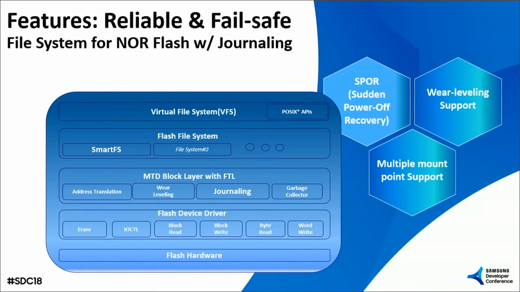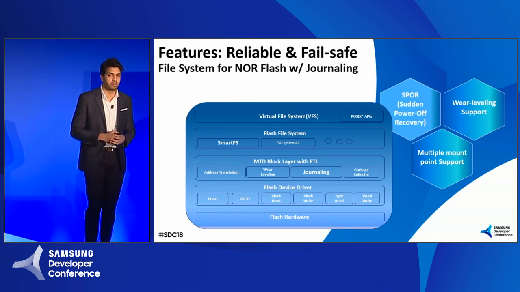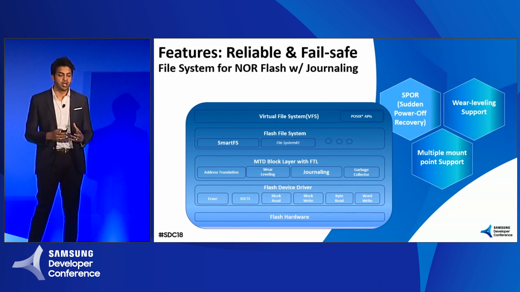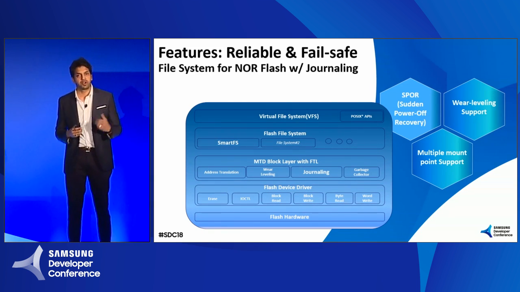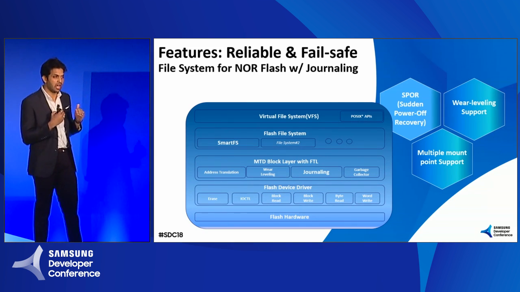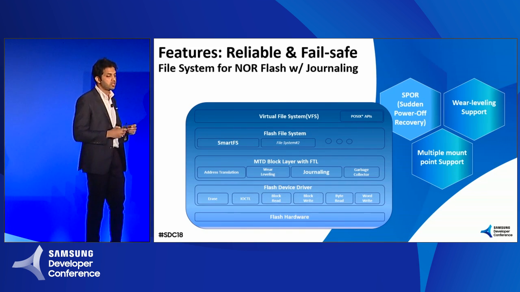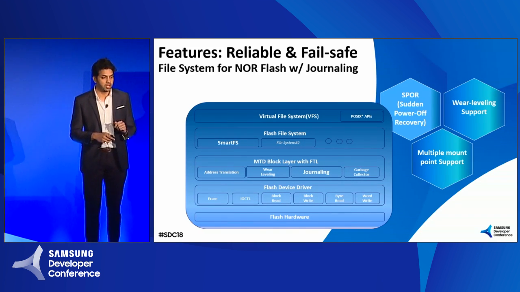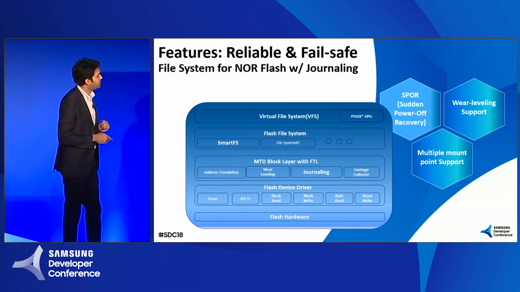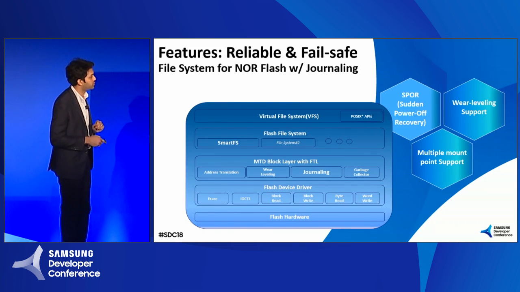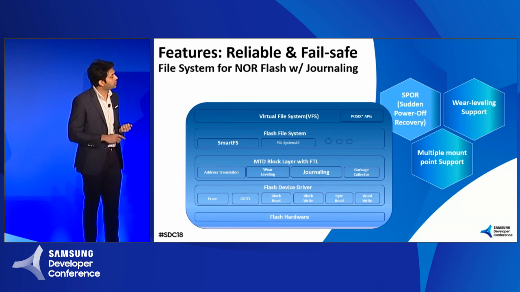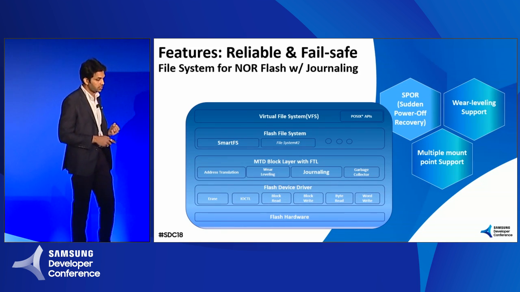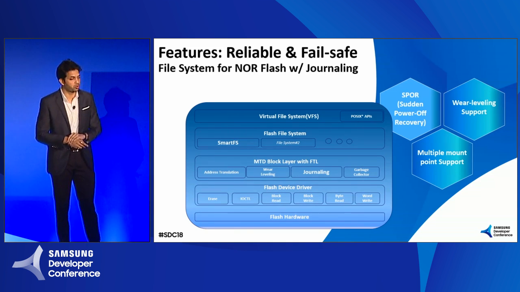As I already told you, this is one of the key factors where we wanted to have a reliable and fail-safe file system in our platform. Seeing the trend, most RTOSs wanted a real-time kernel, but we want to have data from different sensors and do some processing. But keeping the processed data for some time is very important. So for that reason, we chose a reliable and fail-safe file system. So we added journaling. We have this MTD block layer, which adds wear leveling, journaling, and garbage collection. Journaling was very important for SPOR recovery, that is, sudden power-off recovery of data. It also supports wear leveling and multiple mount points.